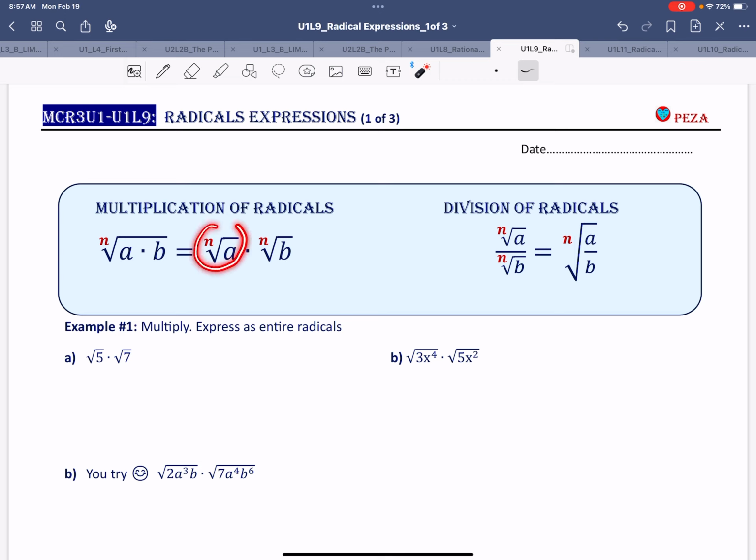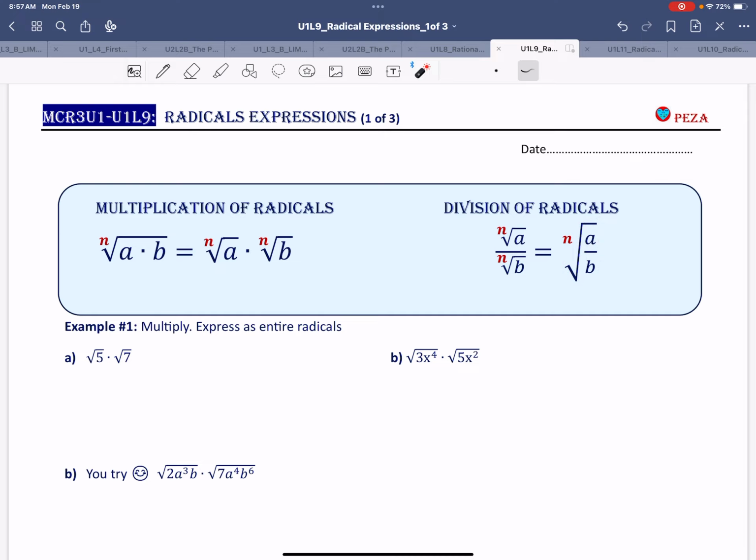If we're multiplying two radical numbers with the same index, then these two numbers can multiply together and go inside the same radical. So in other words, the nth root of a multiplied by the nth root of b equals the nth root of a times b. Similarly, if we are dividing two radical numbers, the index has to be the same, then we can write this as the nth root of a divided by b.